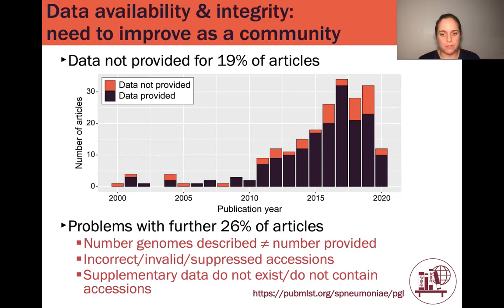And this is what we consider to be a data integrity issue, where the number of genomes that were described in the paper doesn't correspond with the number of accessions provided, or perhaps the accessions were invalid, incorrect, or suppressed within the databases. And then rarely, sometimes we found that supplementary data tables didn't exist, or they did exist, but didn't include accession numbers as indicated in the text.